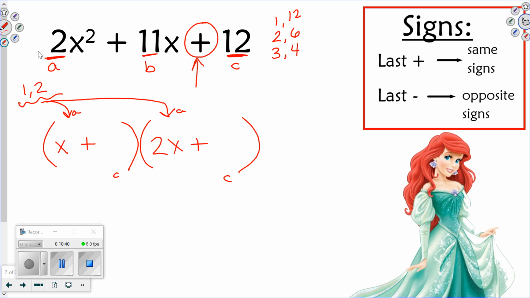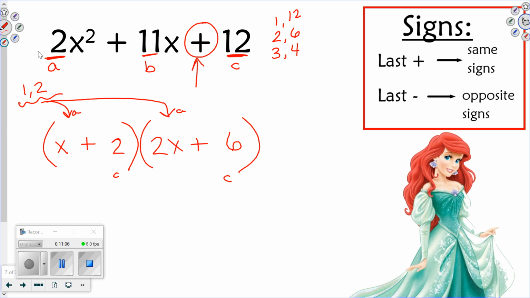All right, now here's where we have some options. So on C, I can either go 1 and 12, 2 and 6, or 3 and a 4. This is the guess part. Somebody shout one out. What do you want to go with? 2 and 6. Do you want to go 2 and 6 or 6 and 2? Because it makes a difference. Let me show you. Let's start with 2 and 6.